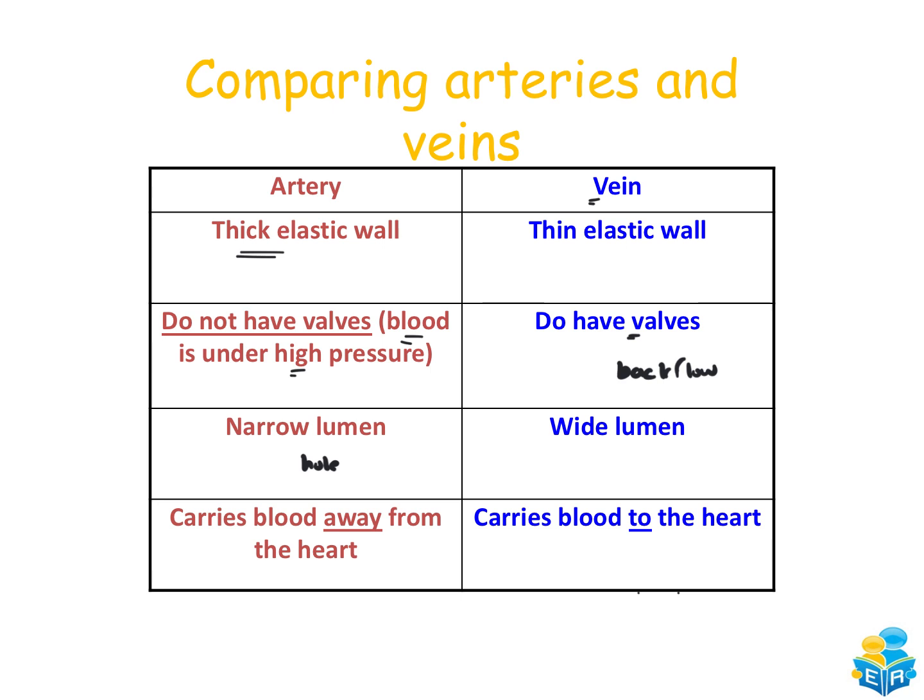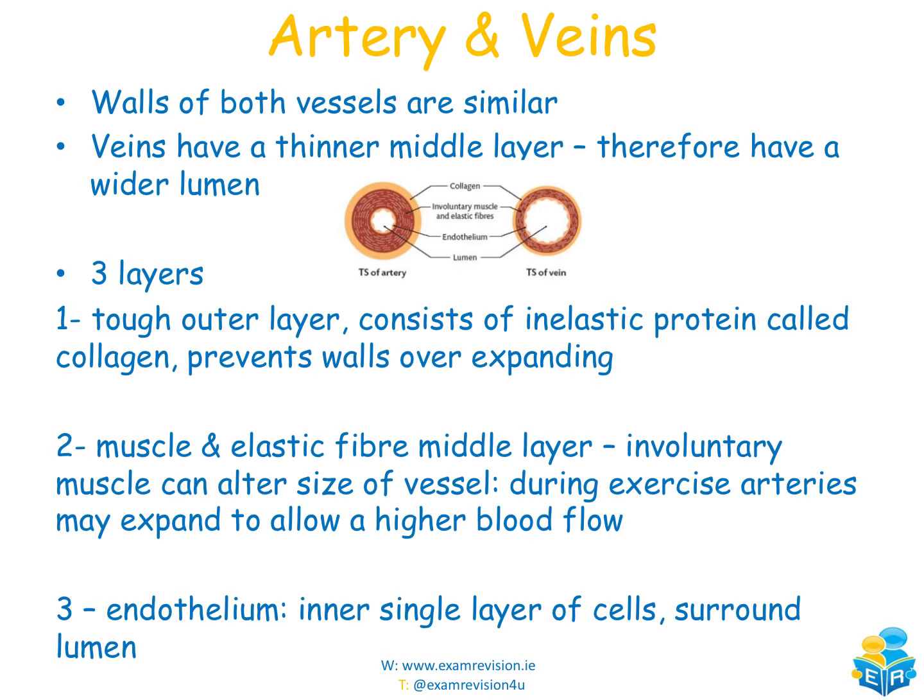And we've already mentioned how our arteries carry blood away from the heart and veins carry blood to the heart. So we'll have a look at a diagram here of arteries and veins. We can see the elastic wall in the artery is much thicker, which means the lumen, which is here at the centre, is much narrower. The elastic wall in the vein is much thinner, so the lumen is much wider. So the walls are both very similar, it's just that the veins will have a much thinner elastic wall compared to the artery. So again, the veins are also going to have these structures called valves.